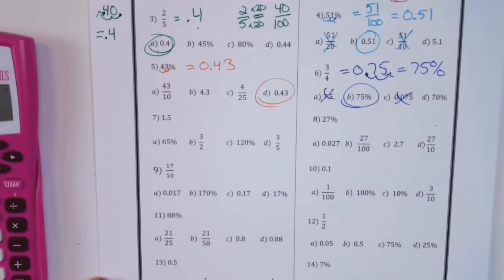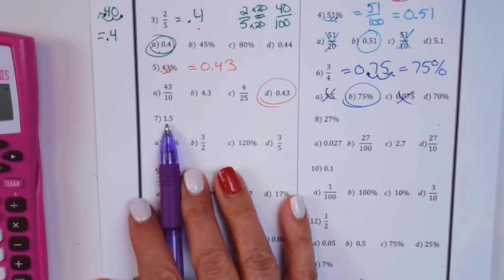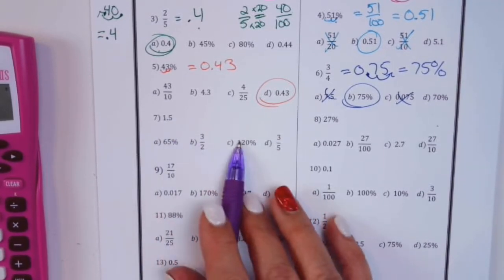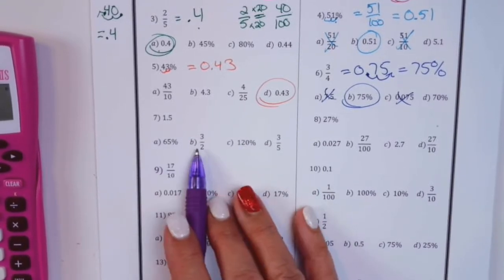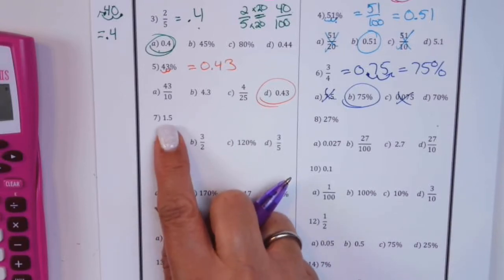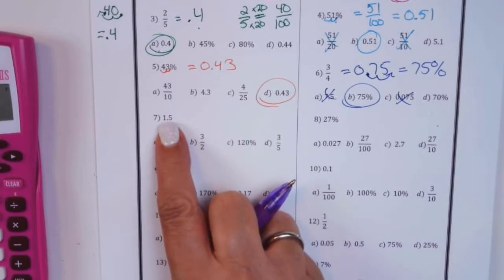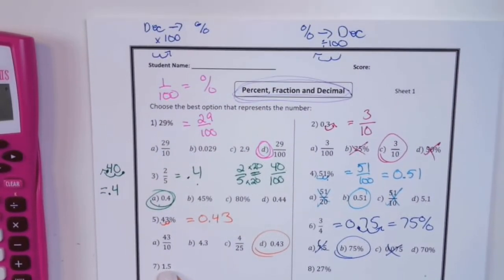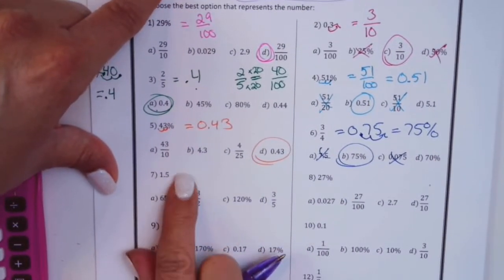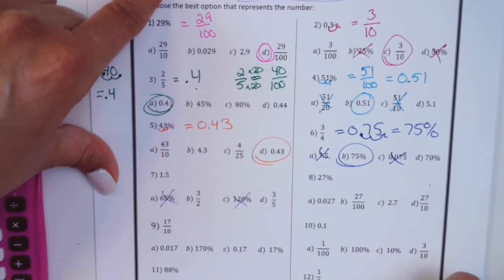Okay, let's look at number 7. So we have 1.5. Here we have 2 percentages, and we have 3 over 2 and 3 over 5. Now, if this 1.5 was a percent, we would go from decimal to percent, so we would multiply by 100. This would be 150%. So these can't be correct answers.